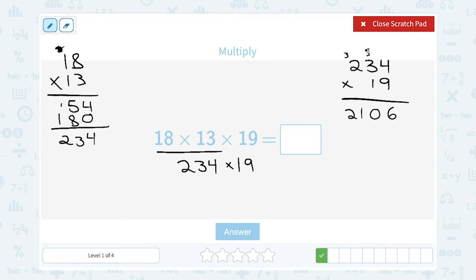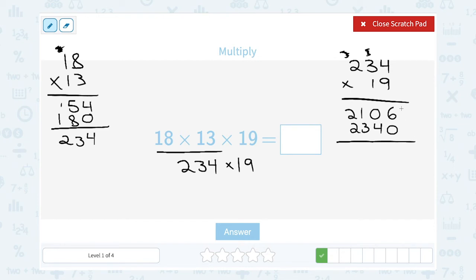Okay, I'm going to cross these out. I already used these. I don't want them to confuse me in the next part. And now when I multiply by this 1, it's in the tens place. So I have to put a 0 in the ones place, and then I can multiply all these digits by the 1. 1 times 4 is 4. 1 times 3 is 3. And 1 times 2 is 2.